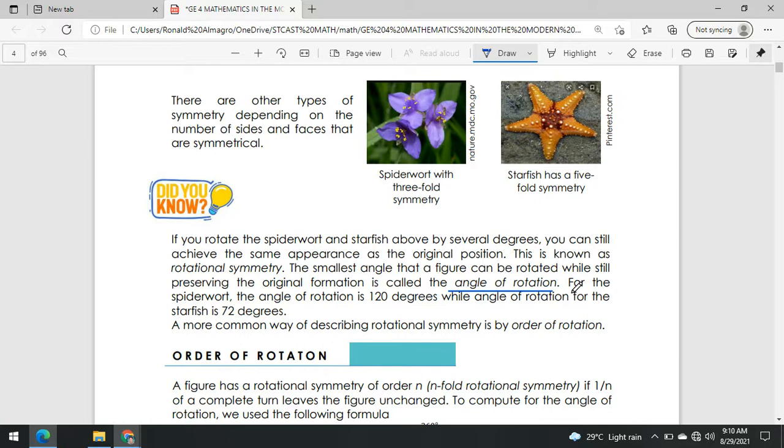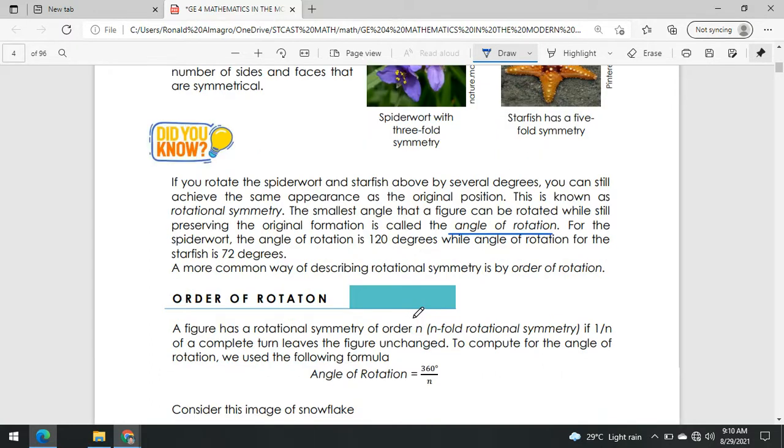For the spider web, the angle of rotation is 120 degrees, while the angle of rotation for the starfish is 72 degrees. A more common way of describing rotational symmetry is by order of rotation.